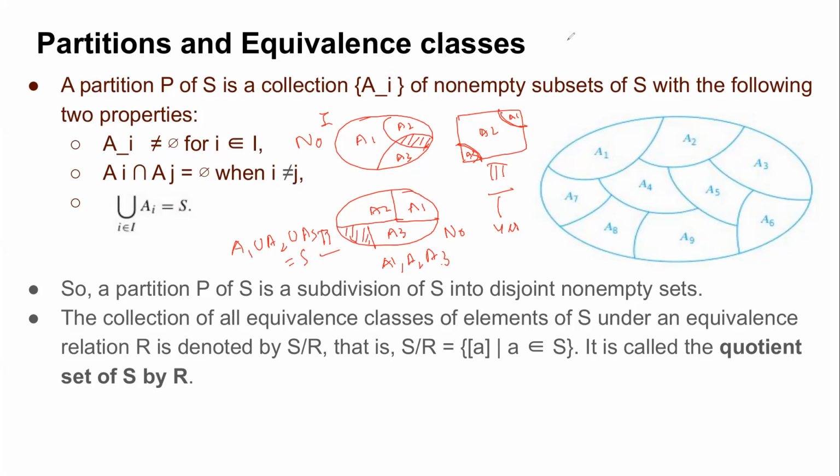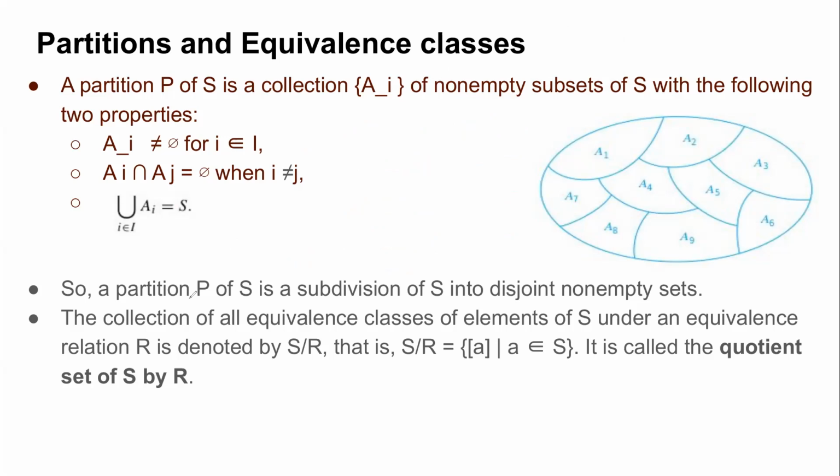Now let us take it forward and relate it to the equivalence class. Consider an equivalence relation R defined on a set S, and consider the set of equivalence classes of elements of S. It is denoted by the notation S backslash R. This is known as the quotient set of S by R. And what does it consist of? It consists of all the equivalence classes of S, which together make up the set S.